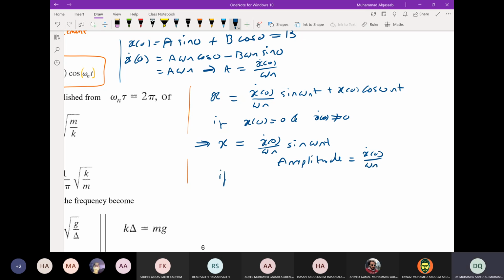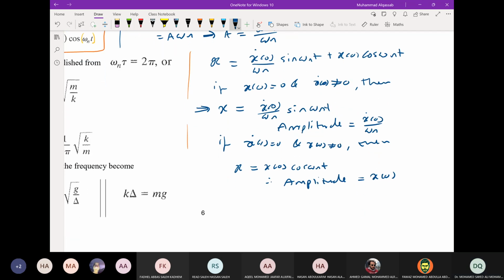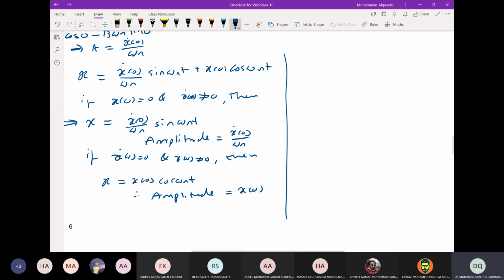And if x dot at 0 is equal to 0, however x at 0 is not 0, then x becomes x at 0 cosine omega nt. Therefore, the amplitude is equal to x at 0. But if both of them are not 0, then we have to write it in a different way.